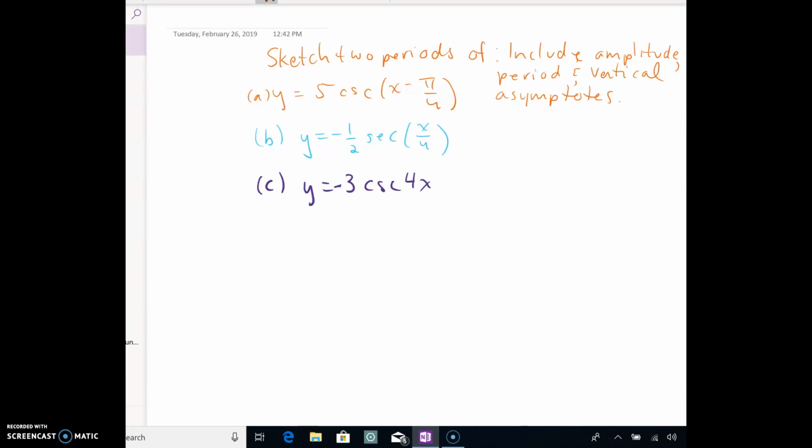Okay, this is example number 2. We want to make sure that we can sketch some of the reciprocal functions. So we're going to take a look at 3 examples of sketching the reciprocal functions. Let's take a look at A first.